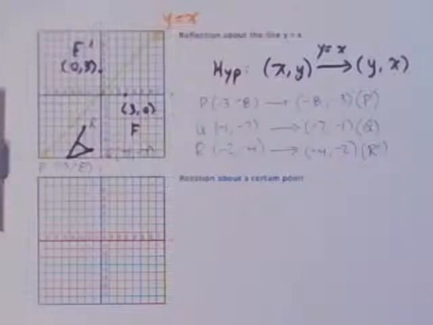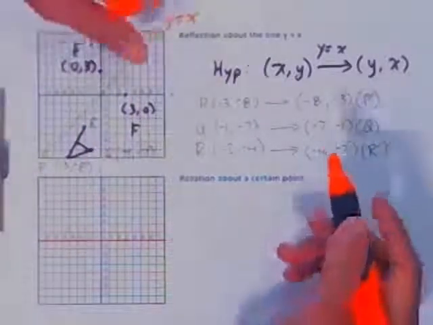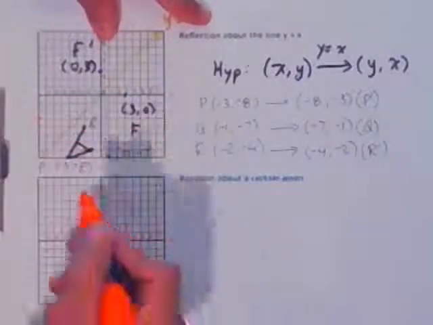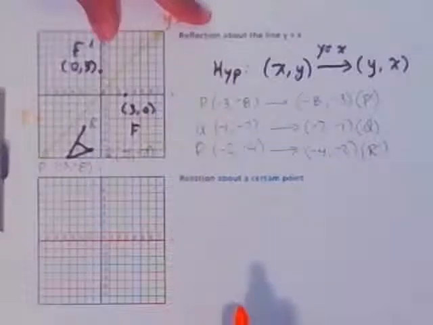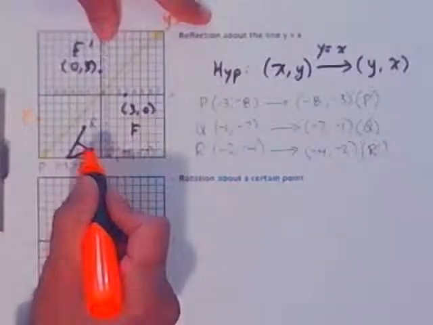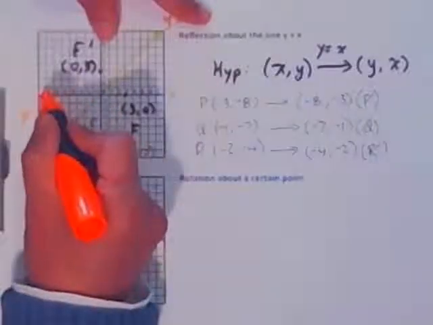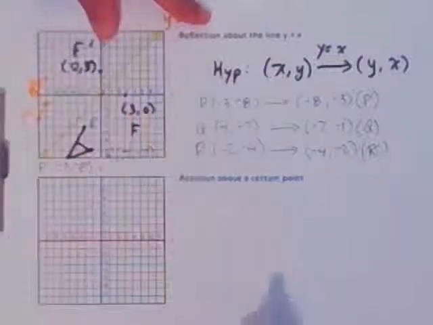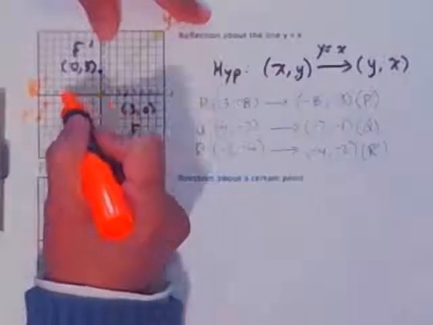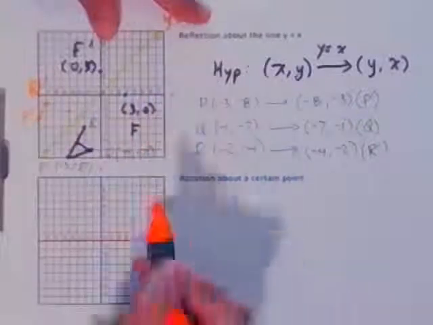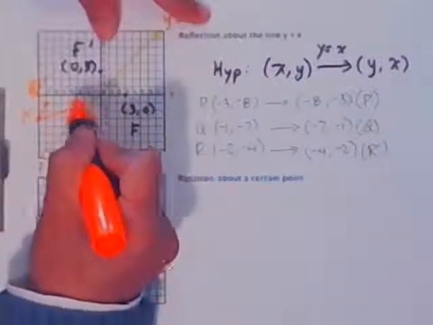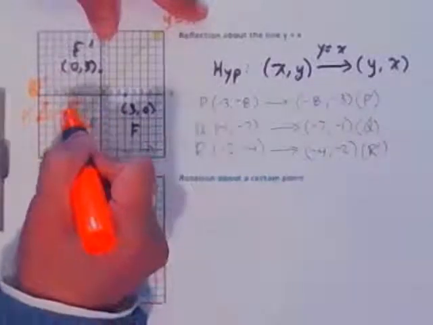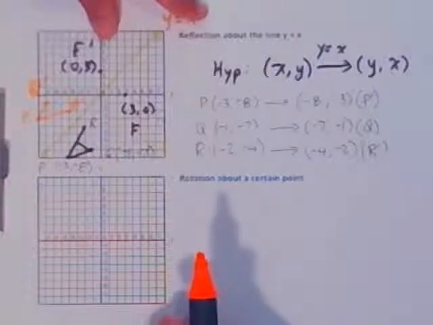Let's use orange for this one. So -8, -3. That's P prime right there. And then Q prime is located -7, -1. So we're going to connect those two points. That's Q prime. And then R prime is -4, -2. And there it is right there. That's R prime. And we forgot to find this point. It seems to be at -4, -2.